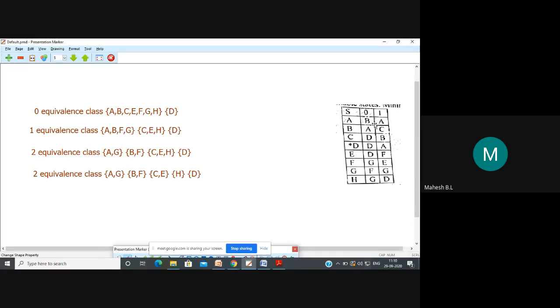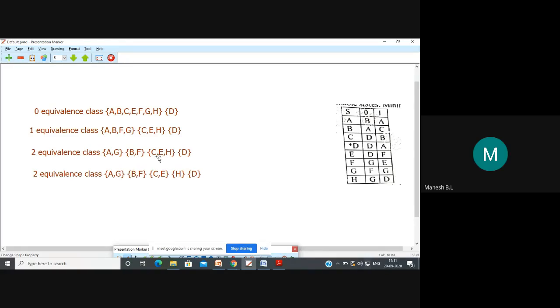A and G, B, A, F, G: both are in the same class. That's why A, G is kept in one class. You consider B and F. B on 0 goes to A, on 1 to C. F on 0 goes to G, on 1 to E. That's why B and F are put in another class.